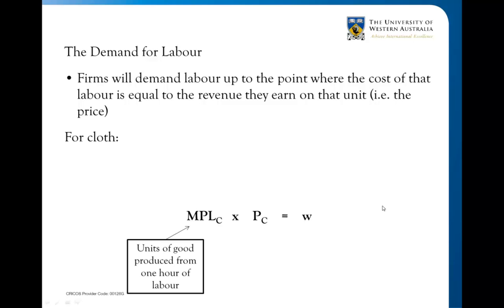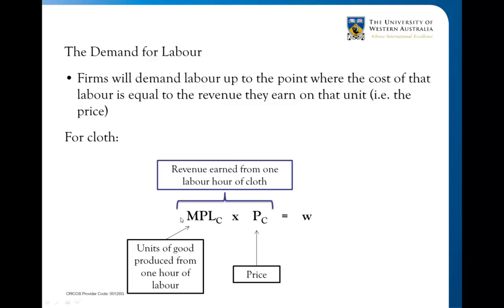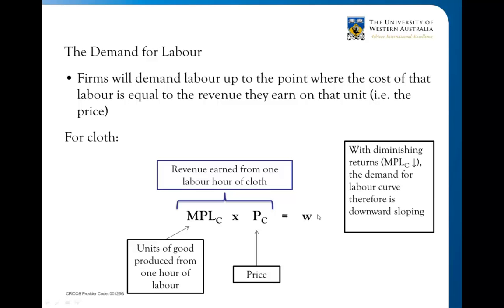So there's the unit of good produced from one hour of labour, and there's the price. Collectively, that MPL multiplied by the price is the revenue earned from one labour hour of cloth, and that's going to be equal to the wage paid. Now, remember, we've got diminishing marginal returns, so the marginal product of labour is falling. That means the demand for labour curve is also falling.